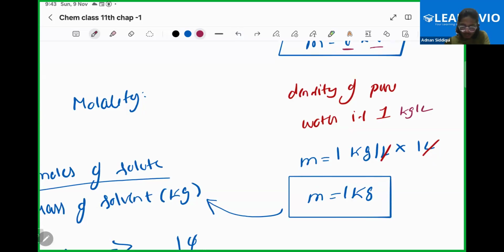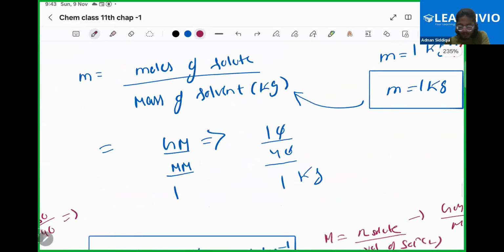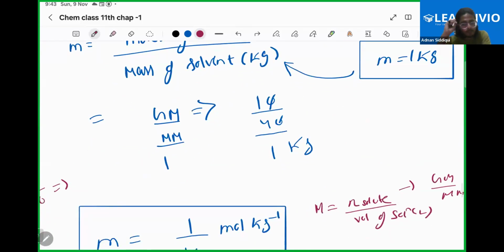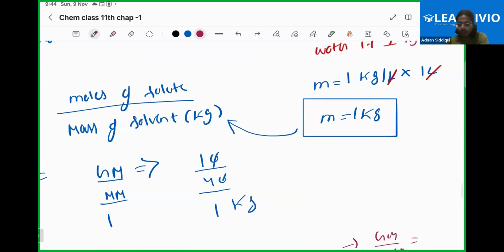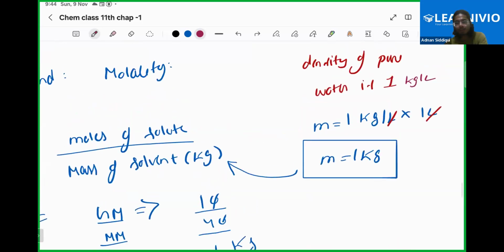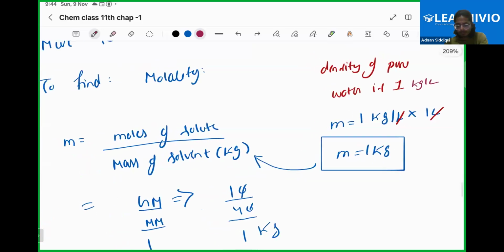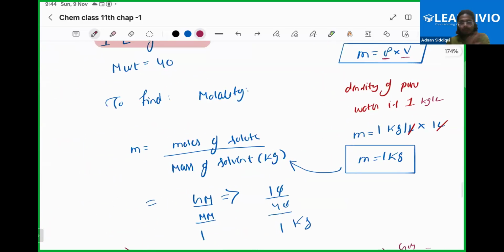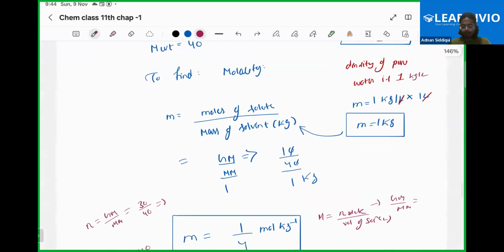So you will put 1, but you have to understand the thing. Suppose they are not giving you water, they are giving you some other solvent. So the density is not going to be 1, and your mass is going to be different. Do we have to learn the density of different solutions? No, they will give you the density value. But as the density of water is 1, you should know it. Is it clear?